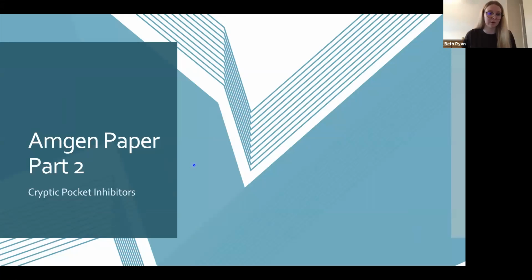So like I mentioned in the first part of this paper, I was talking about how they discovered this cryptic pocket between these 3 amino acid residues, 95, 96, 99. And this is just them further trying to modify the compound they originally started with in order to make one that can be progressed into an actual drug.